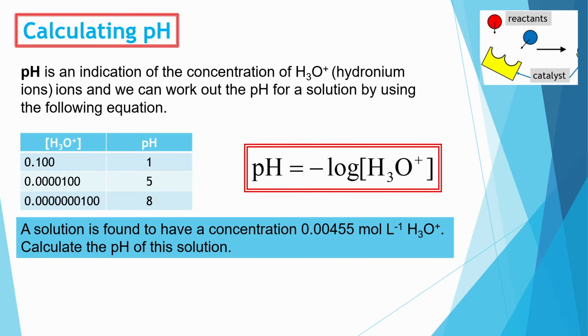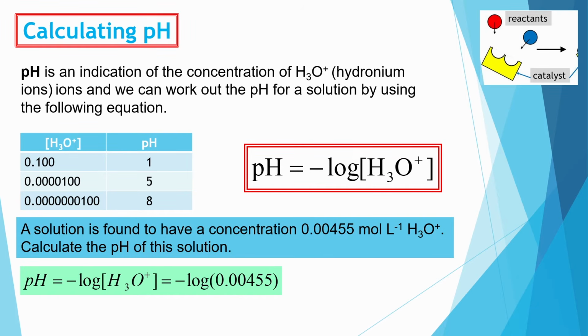A solution is found to have a concentration of 0.0045 moles per litre H3O plus. Calculate the pH. pH equals negative log of 0.0045. You put that into your calculator, you solve, you get an answer, pH 2.4. pH does not have a unit. This is an achieved question. It will always be in the paper, and they expect you to have practiced doing this on your calculator. Make sure you are familiar with the buttons you use to calculate the pH on your calculator and practice it.